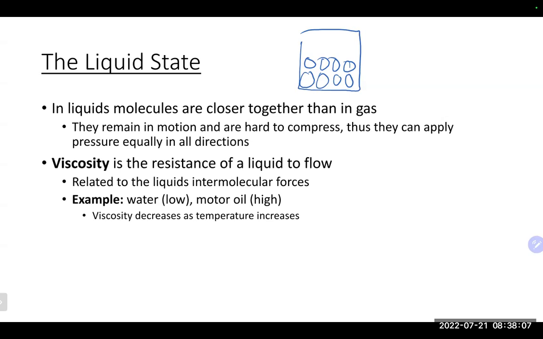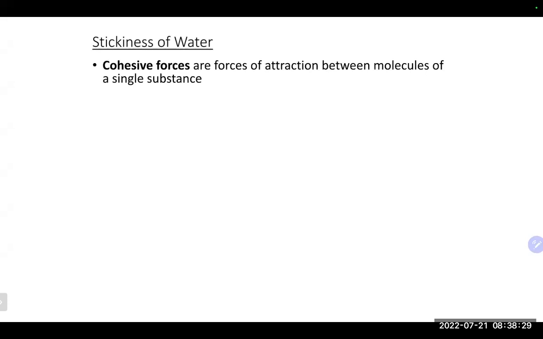Viscosity is the resistance of a liquid to flow. It's related to intermolecular forces. So water has a low viscosity and motor oil has a high one. Viscosity does decrease with temperature. Again, an increase in temperature gives everybody a little bit more energy, and they're able to move past each other, which decreases the viscosity.